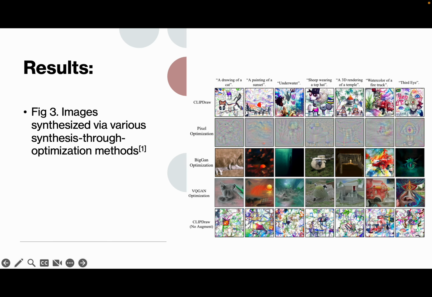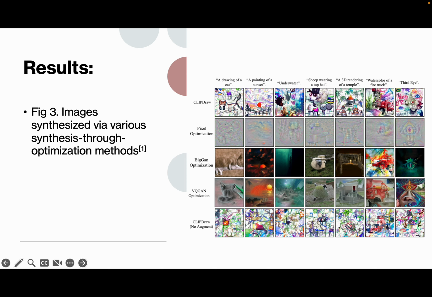After working on the algorithm, we are getting this result. If you can see in a matrix, we have 5 things: CLIPDraw, pixel optimization, BigGAN optimization, VQGAN optimization, as well as CLIPDraw without image augmentation. If we choose 7 use cases, you can see in a matrix the shapes. We can see that CLIPDraw tends to result in a diverse set of human recognizable doodles.